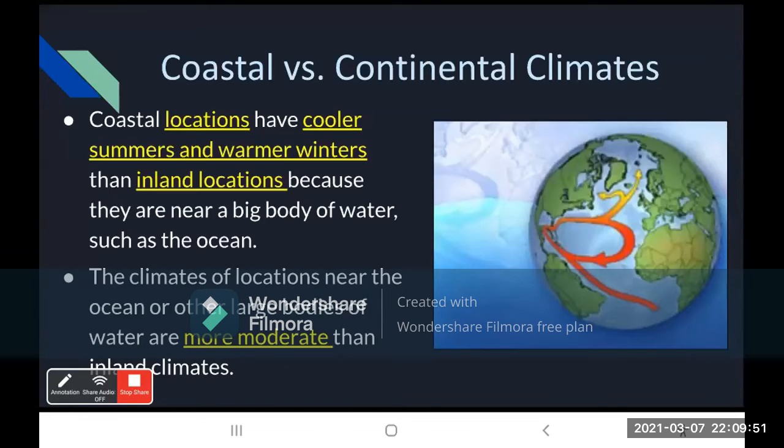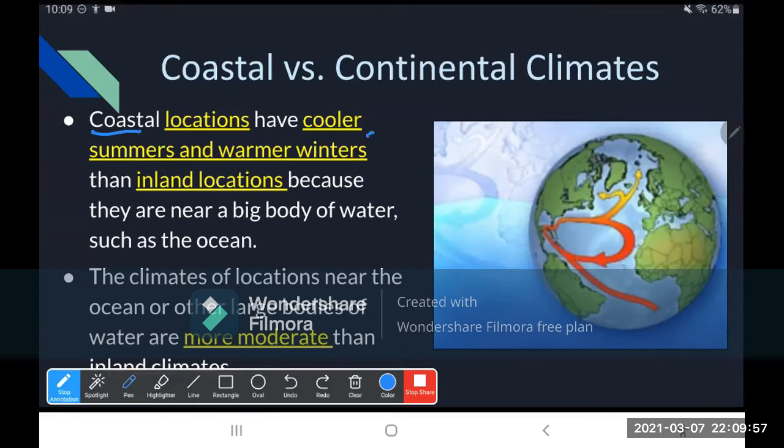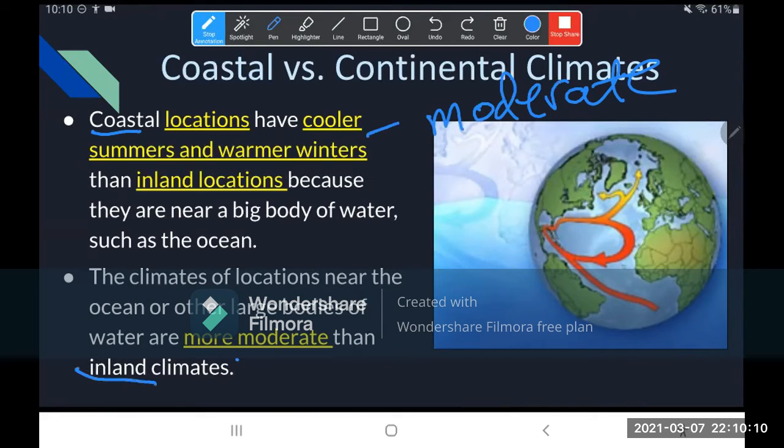Here's another rule. Coastal locations or locations by the water are going to have more moderate climates. It means that it's not going to get too cold or too warm throughout the year. On the other hand, locations that are inland are going to have more extreme climates. Extreme climate means that the temperature throughout the year is going to drop a lot and rise a lot. It's going to change a lot throughout the year.